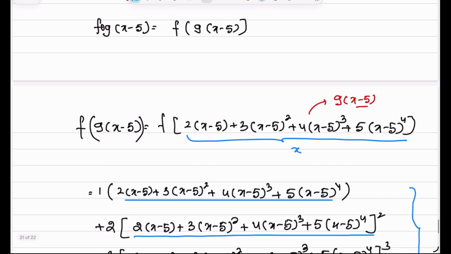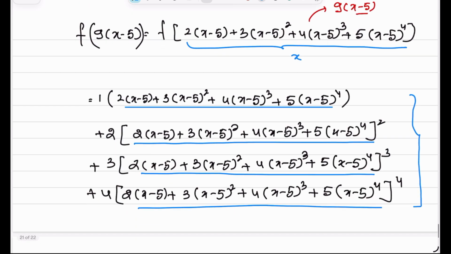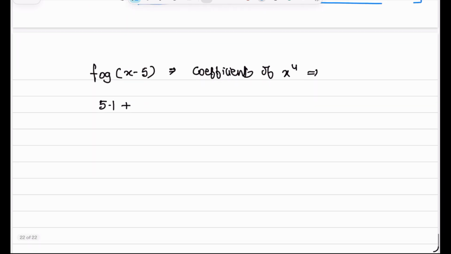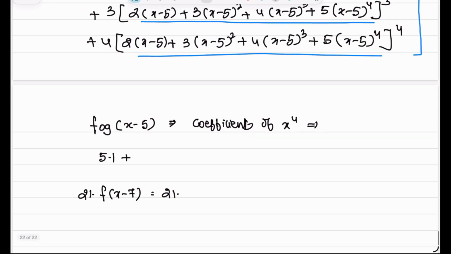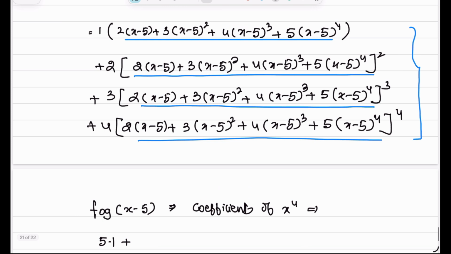And as far as the first one is concerned, in hx, 21 into fx minus 7, that is 21 into fx minus 7 is equal to 21 into 4. That is equal to 84. Part of the equation we could find out, and the other part is very large.